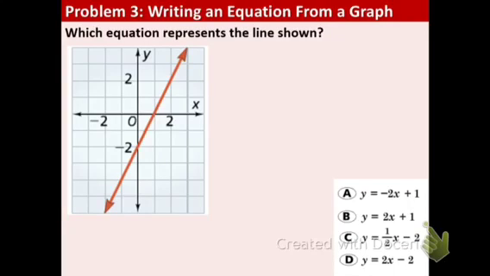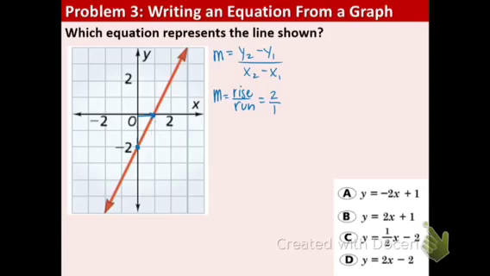Which equation represents the line shown? Well, what I would do is identify what the slope and the y-intercept are. So you can either identify the slope by just looking at the graph or actually use the slope formula, y2 minus y1 over x2 minus x1. It's your choice. I'll show you both ways. Taking a look at the graph first, rise over run. So you start at the left point and you go up 2 units and over 1. So the slope is 2 over 1.